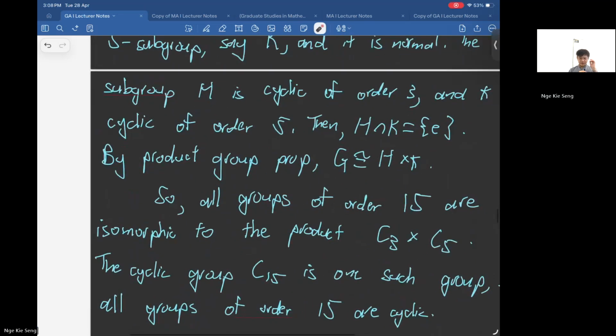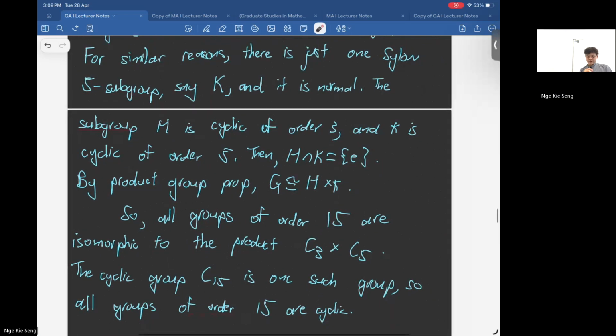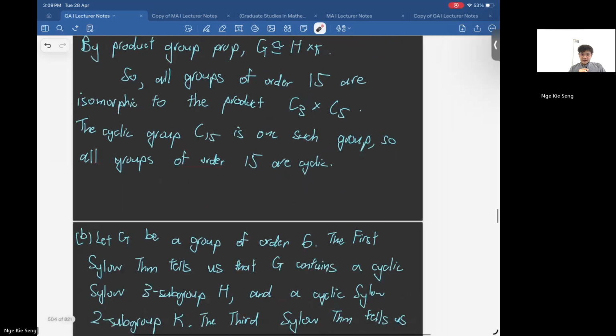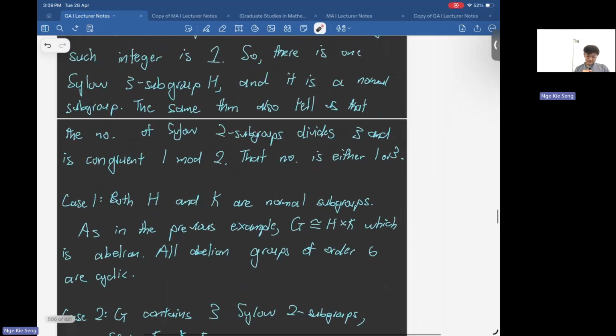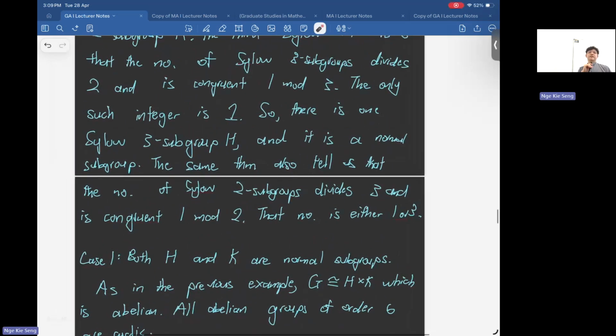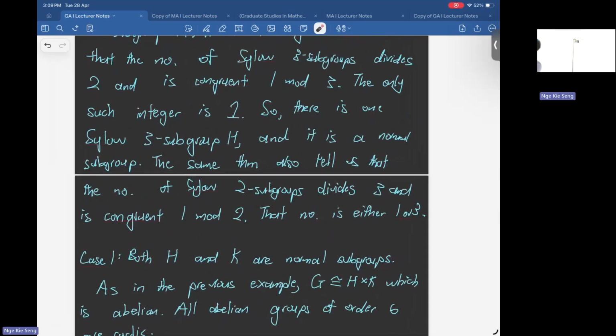So it is isomorphic to C3 times C5, but it turns out that that one is also a cyclic group. Yeah, that's right. C3 cross C5 is still a cyclic group. But because the order is prime, it is isomorphic to a cyclic group.